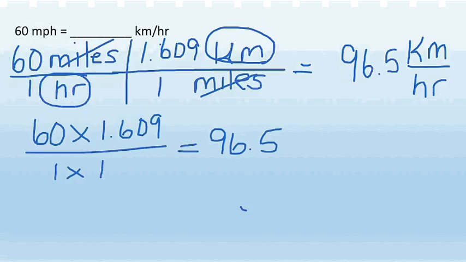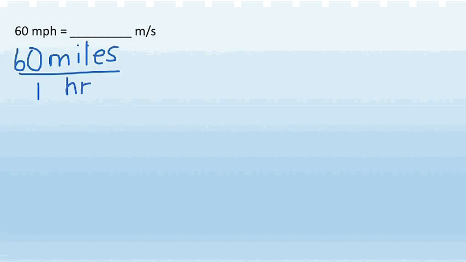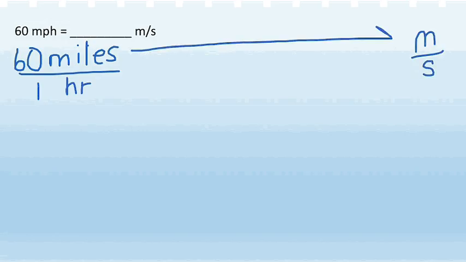Okay, let's look at one where we have to convert the top and the bottom. So here we're going to convert that same speed of 60 miles per hour, but instead of converting it to kilometers per hour, we're going to convert it to meters per second. All right, so once again, start out with our given. It helps to write that 1 hour. And again, come over here in meters and seconds. So you know that miles has to go to meters, and you know that hours has to go to seconds.